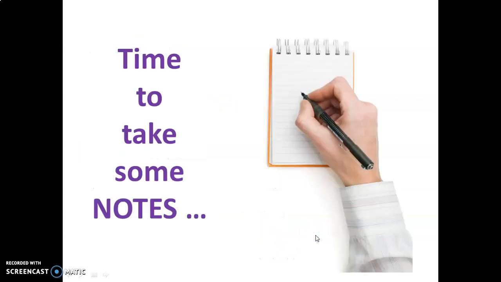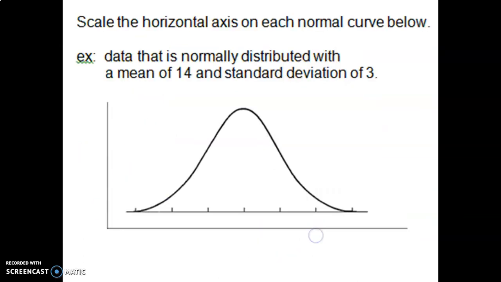So back to our notes page. We're ready to take some more notes. We have a normal distribution curve here, and this is just to get you used to how these things work. So data, it says, is normally distributed with a mean of 14 and a standard deviation of 3. So if the mean is 14, which of these little marks will you write the mean beside? Will it be this first one here? Or sorry, I guess this is the first one, second one, third one, fourth one, fifth one, sixth one.